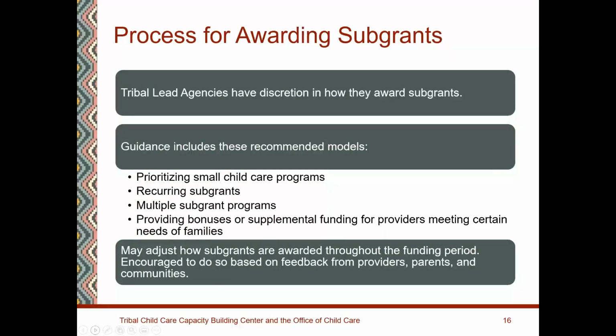Next, we're going to look at a process for awarding the subgrants. As we have mentioned throughout, tribes have discretion in how they will award the subgrants. And guidance has been included for some recommended models, which are looking at maybe prioritizing small child care programs, those that need recurring subgrants, also multiple subgrant programs to focus on different priorities or different services or maybe some unmet needs. Also providing bonuses or other supplemental funds for providers meeting certain needs of families. And you may adjust how subgrants are awarded throughout the funding period. You're encouraged to do so based on receiving feedback from the providers, your parents, and the communities that you're serving.